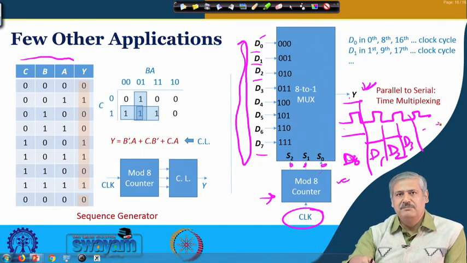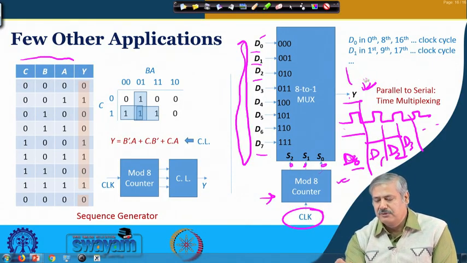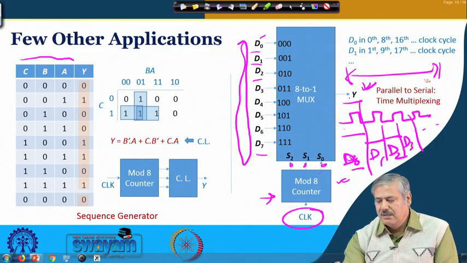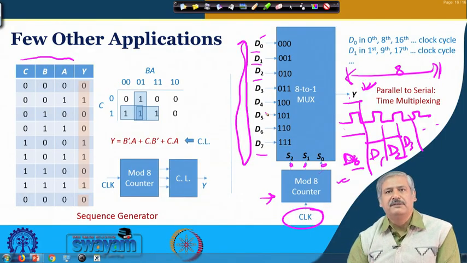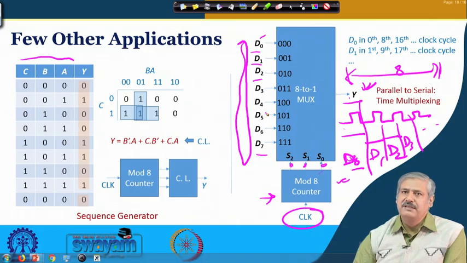So, what was parallel, now you can see is in serial manner, you are able to read it, and it is time multiplexed, meaning it is appearing at different points of time. So, this is one full 8 clock cycle within which this is getting read. So, in a way you can say a parallel to serial conversion is happening, and the data is able to be read in a time multiplexed manner. So, this is another interesting example of using a mod 8 counter in combination with a multiplexer.